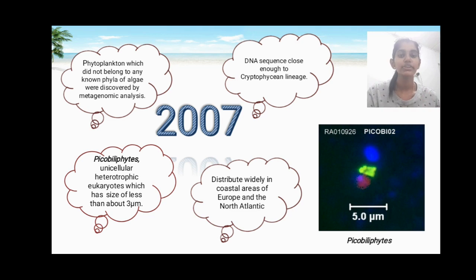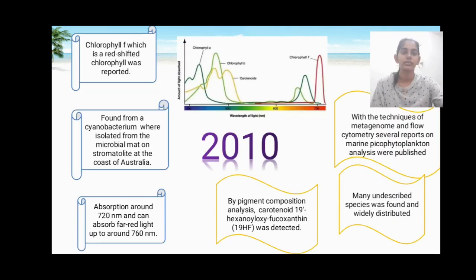For example, the Picobiliphyte. Picobiliphytes are unicellular heterotrophs with a size of less than about 3 micrometer. These algae are distributed widely in the coastal areas of Europe and the North Atlantic. That is the picture of the Picobiliphyte seen under the microscope.